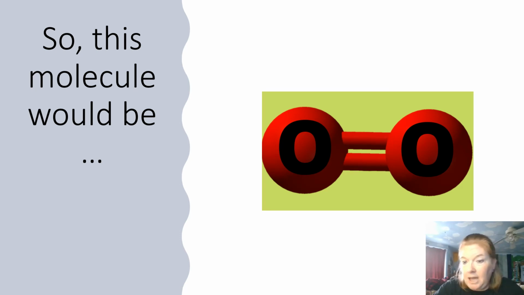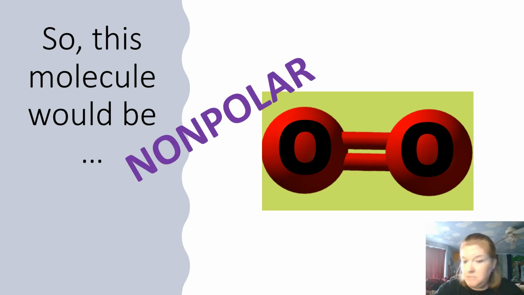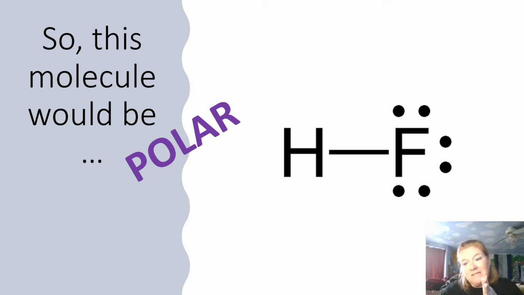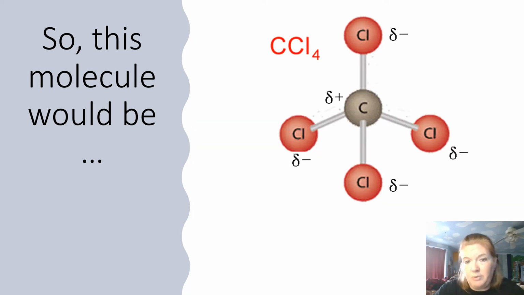What about this one? Well, this is a nonpolar bond between them, so it's a nonpolar molecule with only one bond, well, a double bond, but between one set of atoms. What about this? Well, this is a polar bond, and it's a polar molecule. There's no symmetry. There's not something else on the other side of the fluorine that exactly matches. So the molecule is polar and the bond is polar.